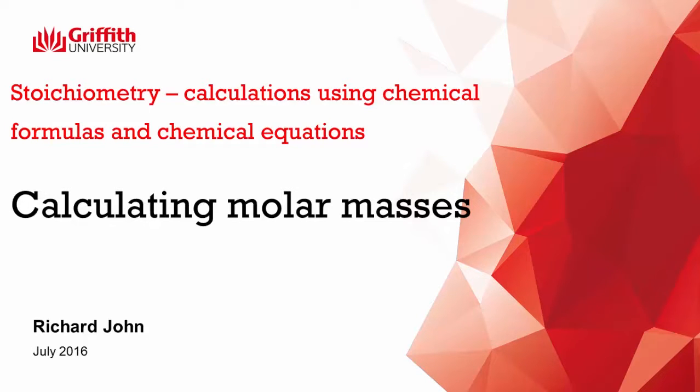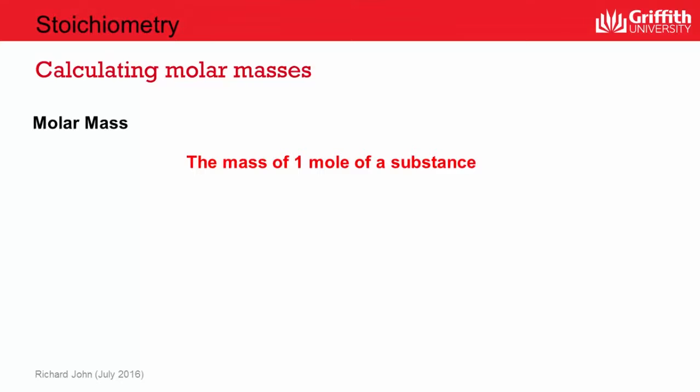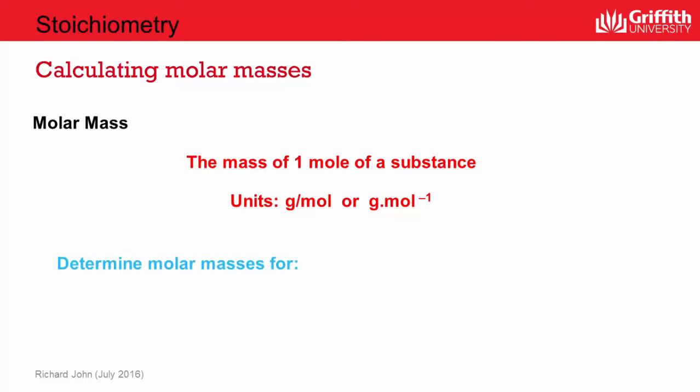In this video, we're going to learn how to calculate molar masses from chemical formulas. Just to remind ourselves, the molar mass is the mass of 1 mole of a substance, and its units are expressed in grams per mole. In chemistry, we're going to need to determine the molar mass across a number of different scenarios.